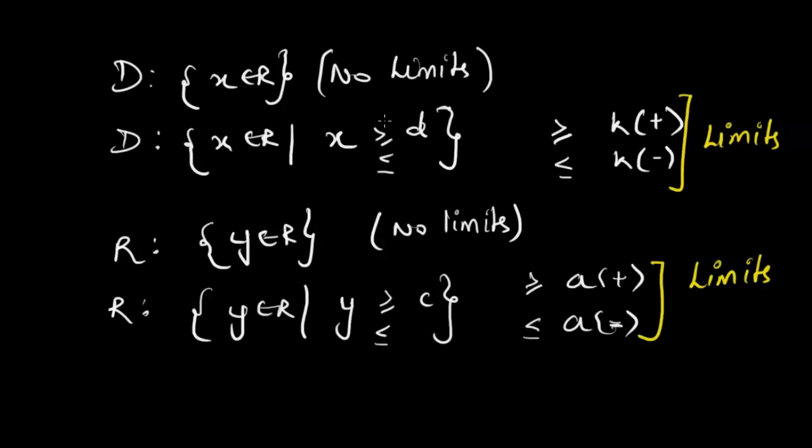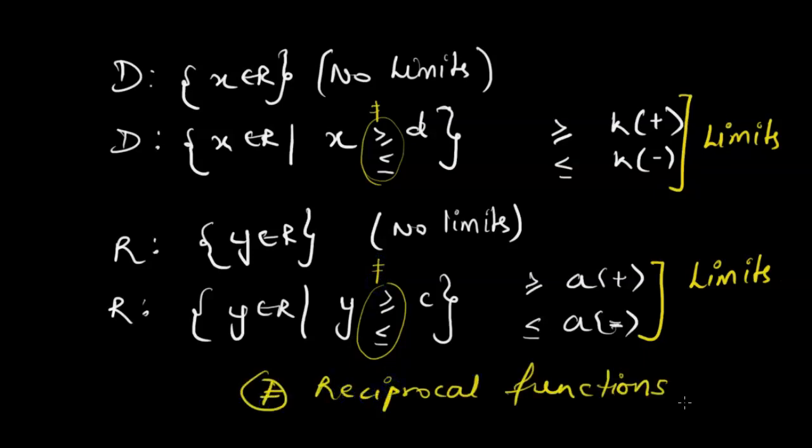The only difference to this scenario lies in the reciprocal function, and the difference is that in reciprocal functions, this greater than and less than would be replaced with not equal to. Similarly, here also the greater than and less than sign would be replaced with not equal to. And that is only in the case of reciprocal functions. And this is how we do domain and range for parent or transformed functions.